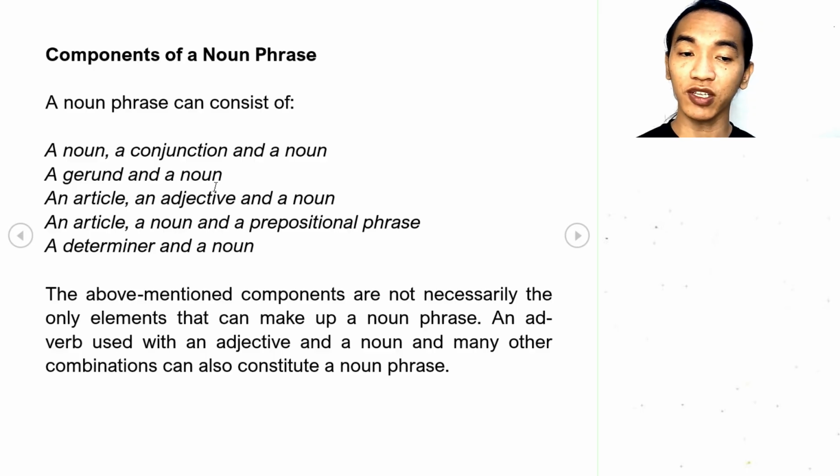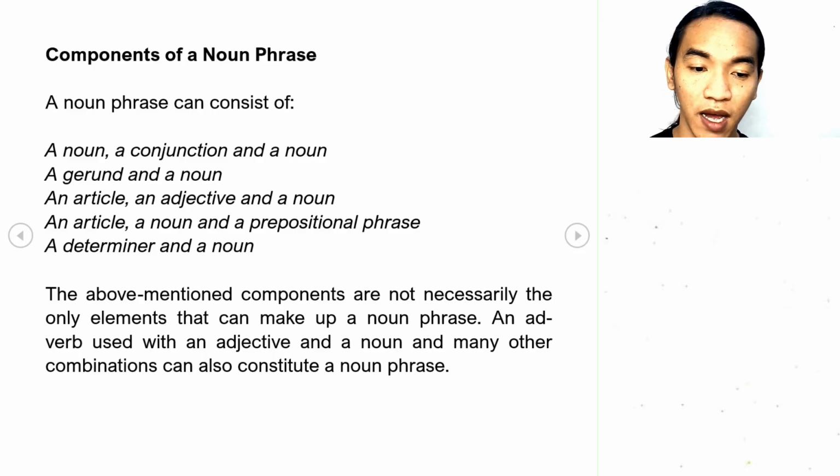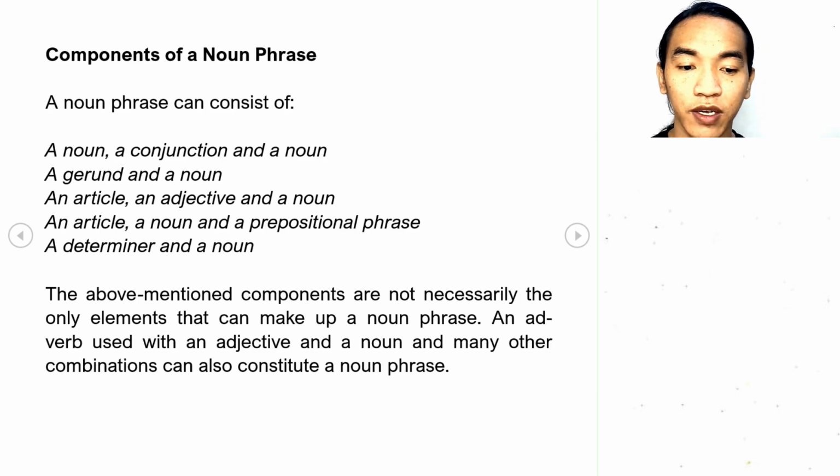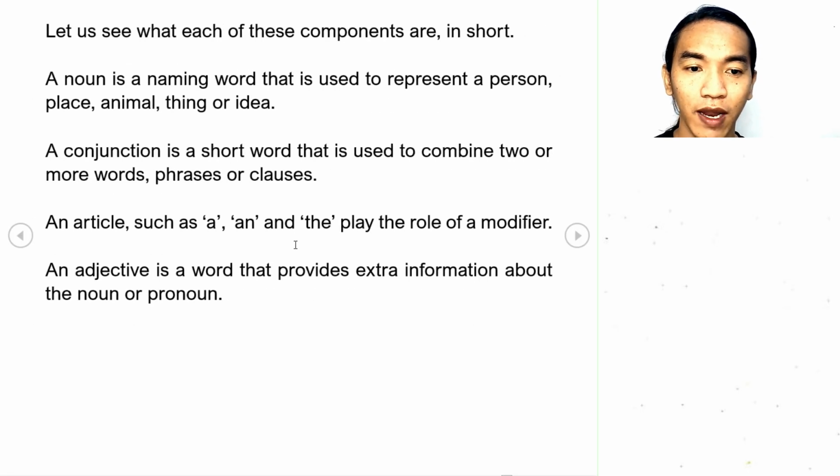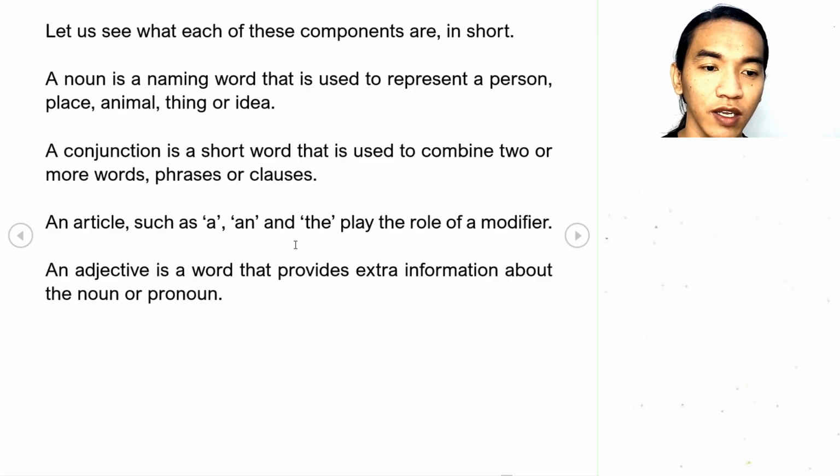So the above mentioned components are not necessarily the only elements that can make up a noun phrase. An adverb used with an adjective and a noun and many other combinations can also constitute a noun phrase. Okay, so remember, we have here some common examples of noun phrases, but they are not just limited to these. Now let us see what each of these components are in short.